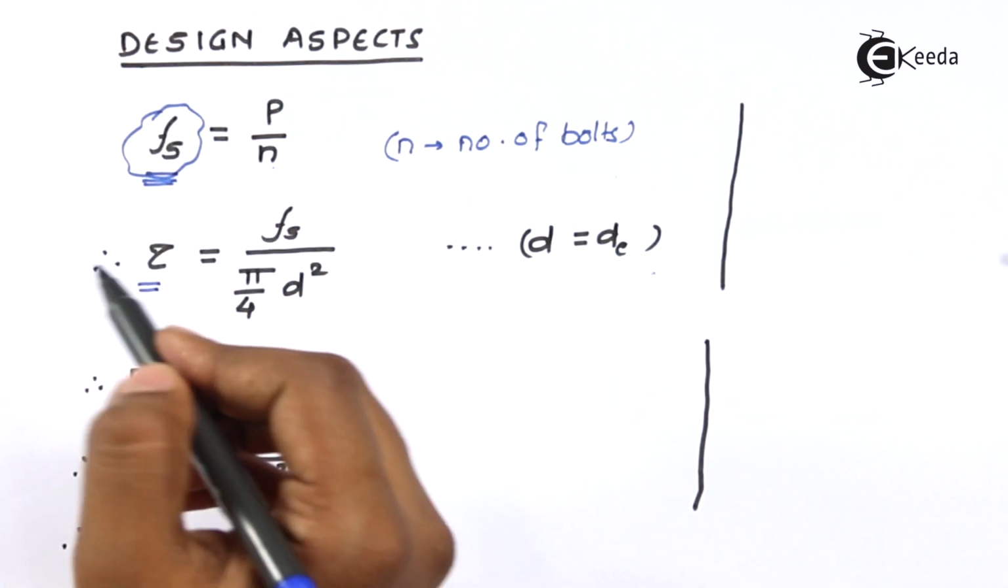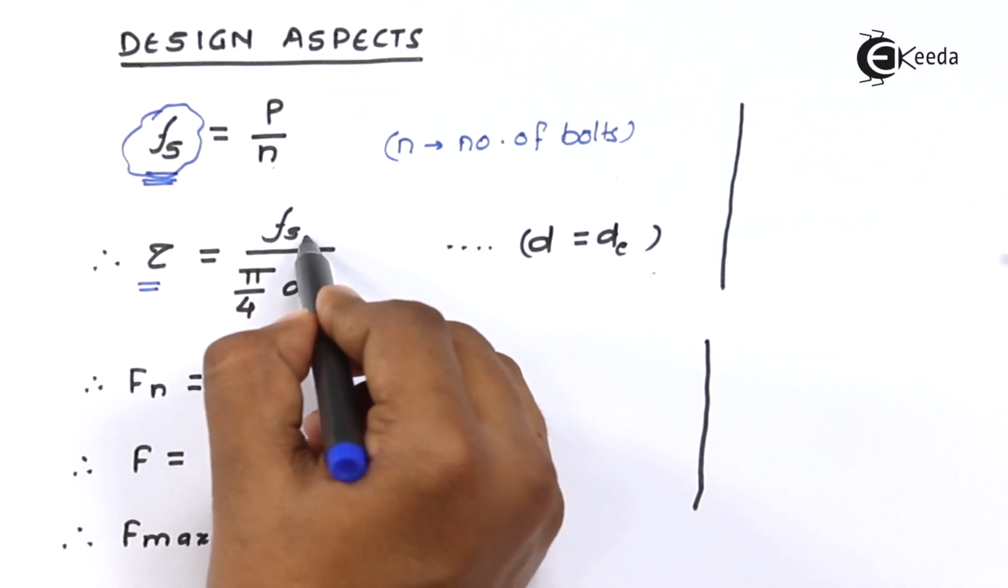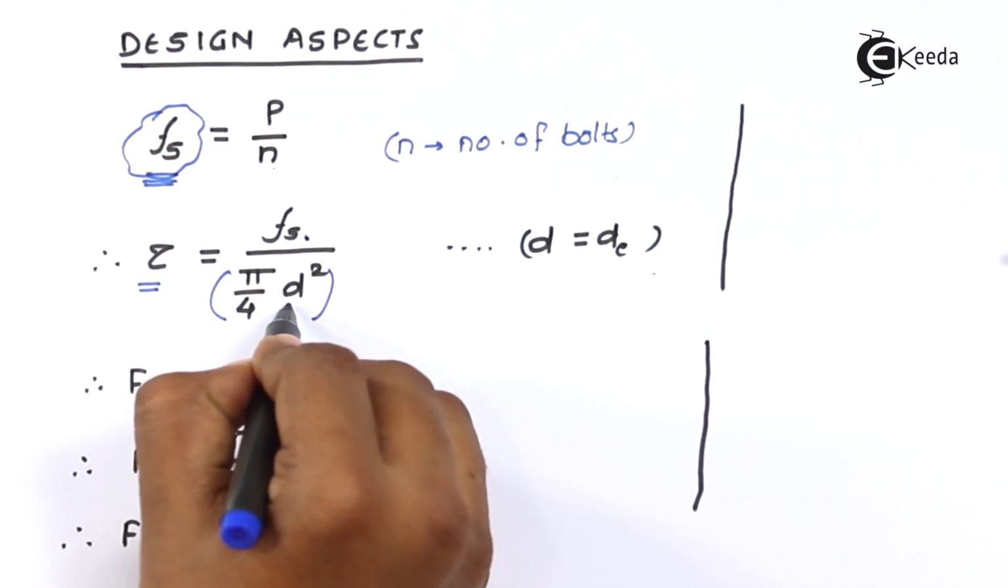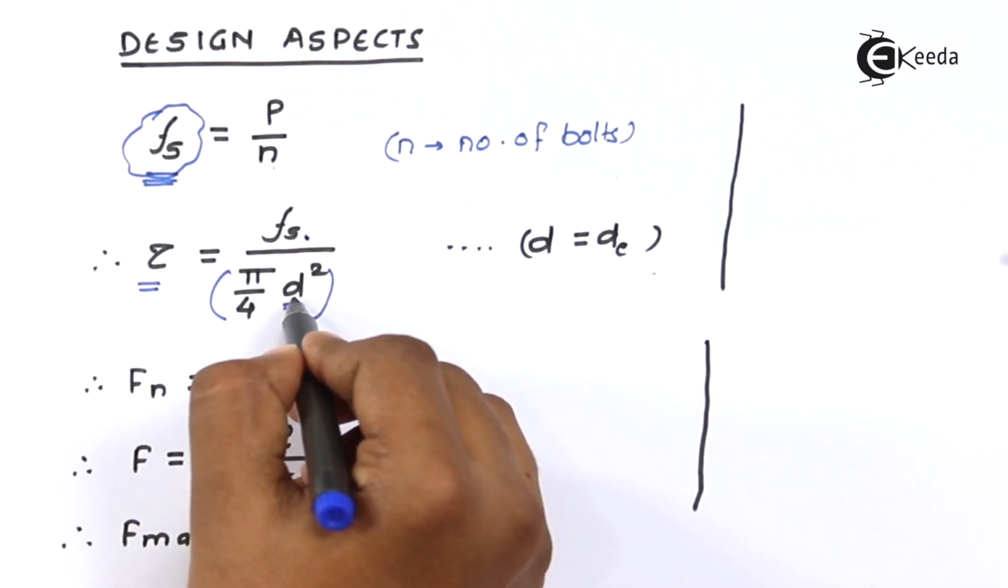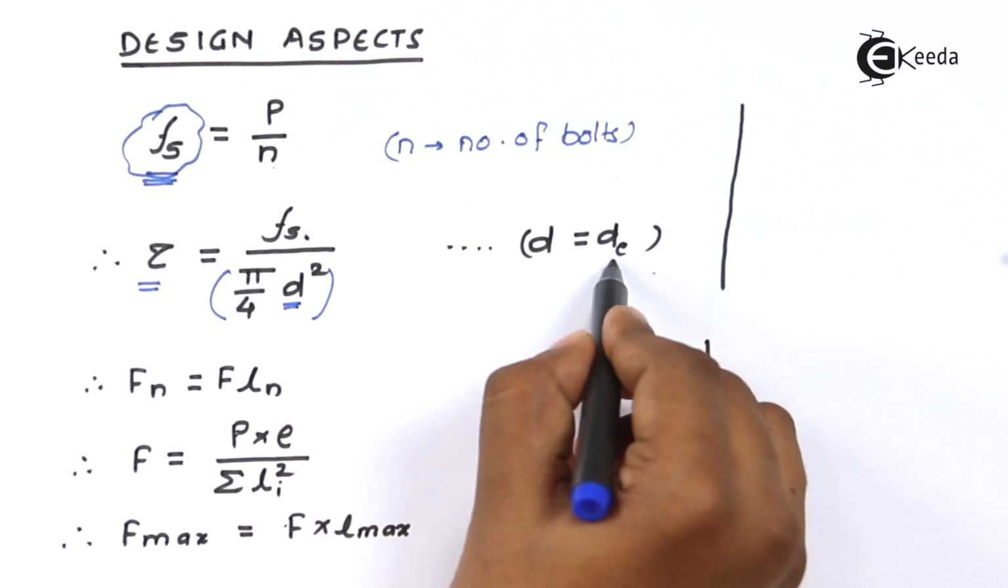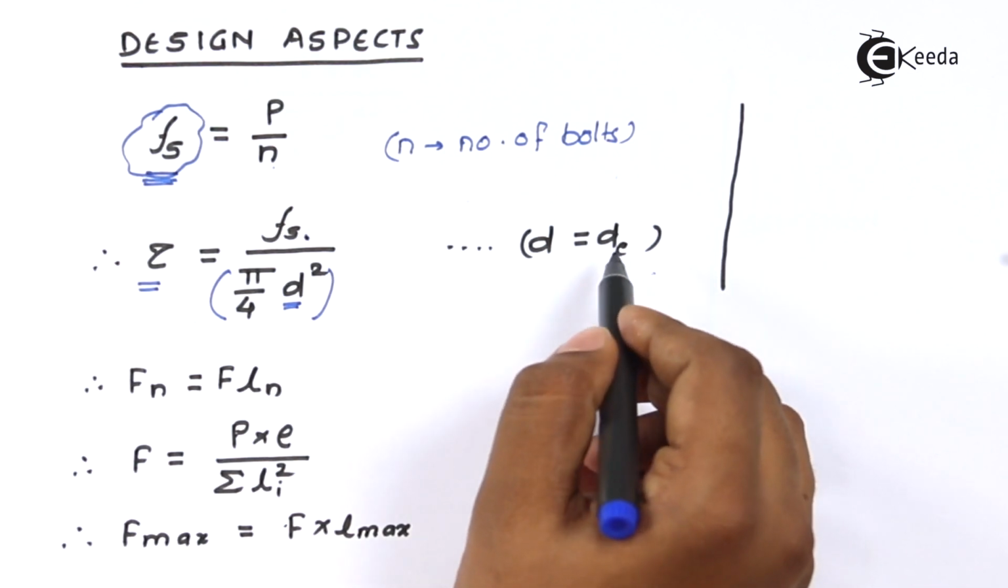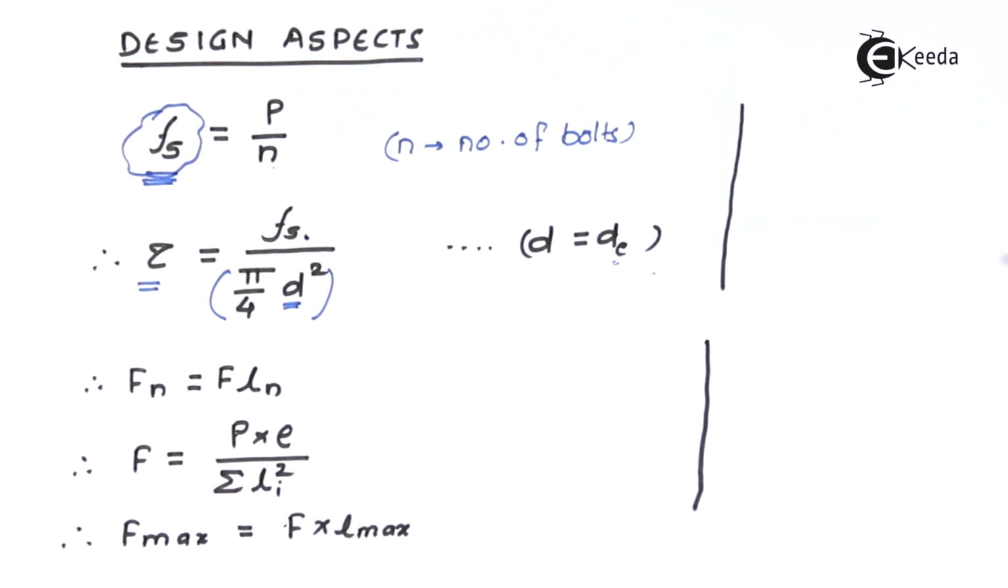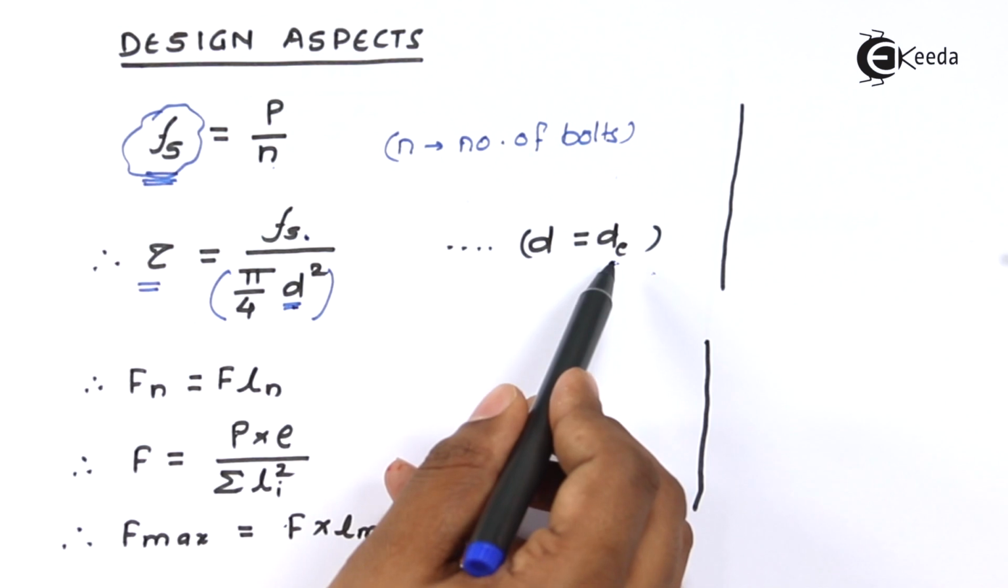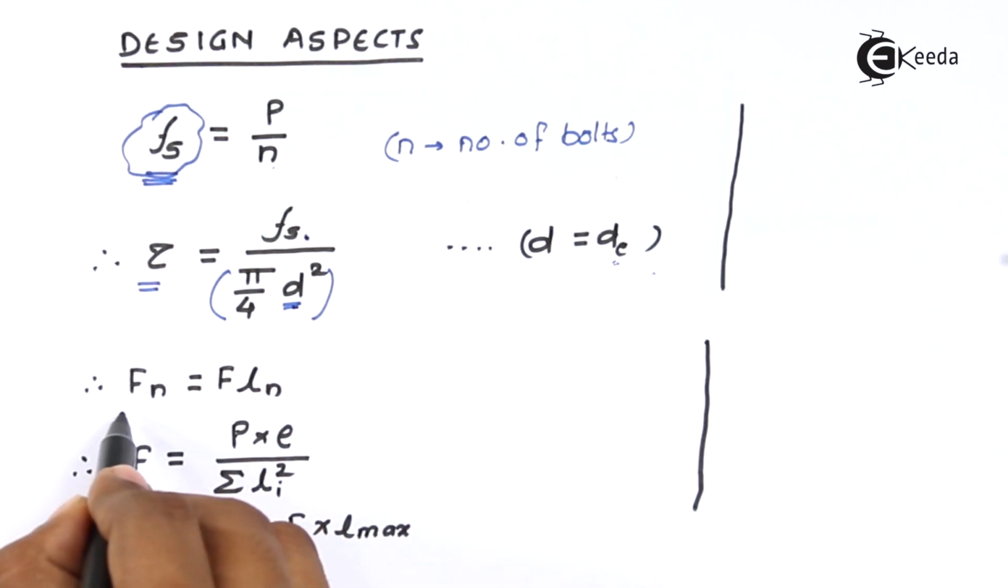In that case, if I need to find out shear stress, this will be my formula. Shear force on one bolt divided by area of cross section of one bolt. Now this is the diameter of bolt, which is actually considered to be the core diameter of the bolt. We know that bolt is a kind of screw. It comes with the same analogy as that of screw. So there is a similarity between the screw nomenclature and bolt nomenclature, like core diameter, outer diameter, inner diameter, and so on. And that's why diameter can be considered as the core diameter.